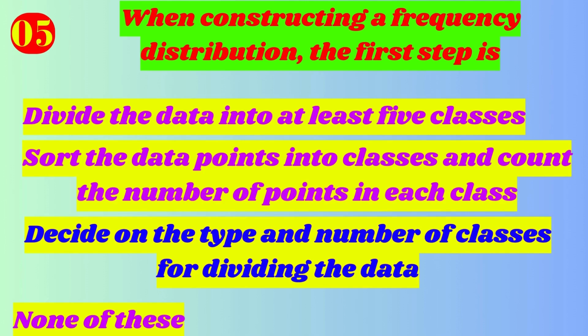When constructing a frequency distribution, the first step is to decide on the type, for example, equal width, unequal width, and number of classes that will be used to divide the data. This decision is important because it affects the accuracy and interpretability of the frequency distribution. The other options are steps that come later in the process.